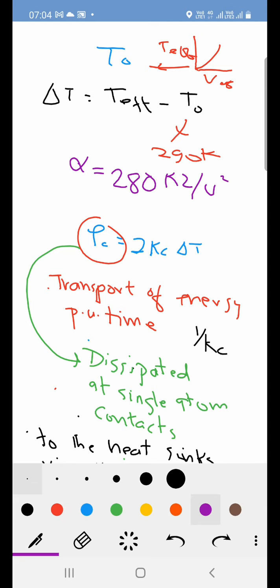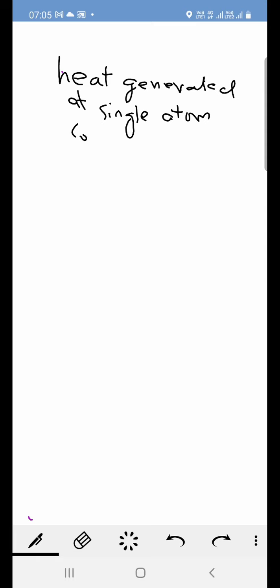So it can be understood that the heat that is generated at the single atom contacts is dissipated mainly through thermal conductance.